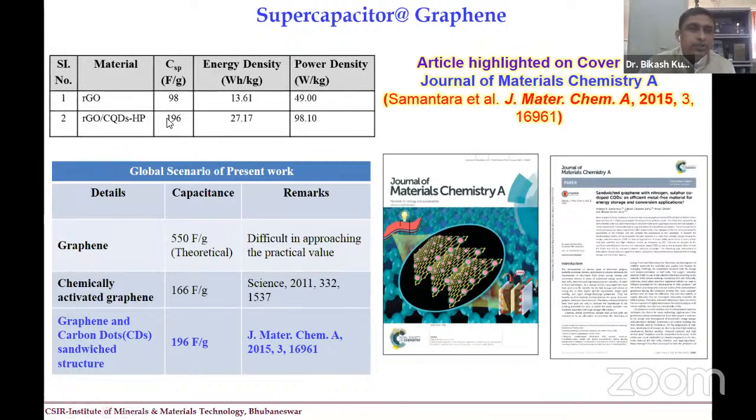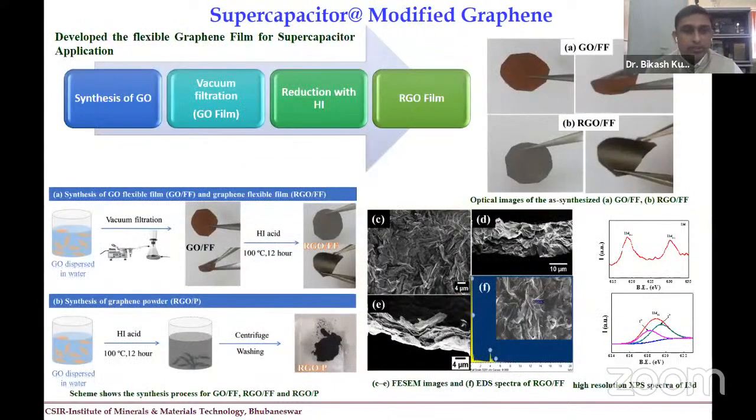Interestingly, we got around 196 farad per gram, which is quite better. In 2011 they published in Science 166, and we were able to reach 196 farad per gram. This work was published in the Journal of Materials Chemistry and got the cover page of that article. But still we are not happy, because we are only reaching 196 farad per gram. For a supercapacitor, you have to generate a material whose capacitance should be more than 1000 farad per gram. So our journey of research kept going.